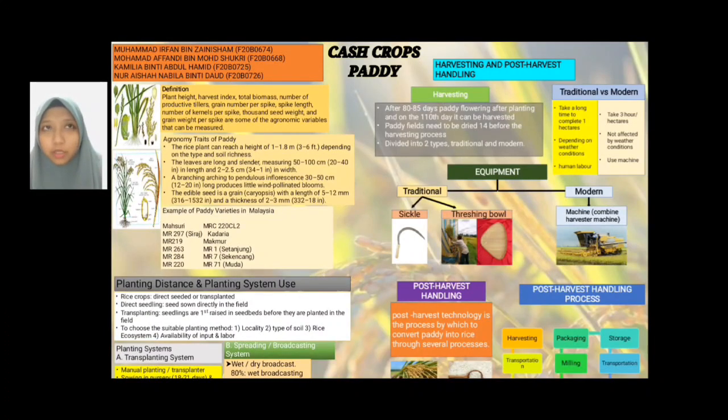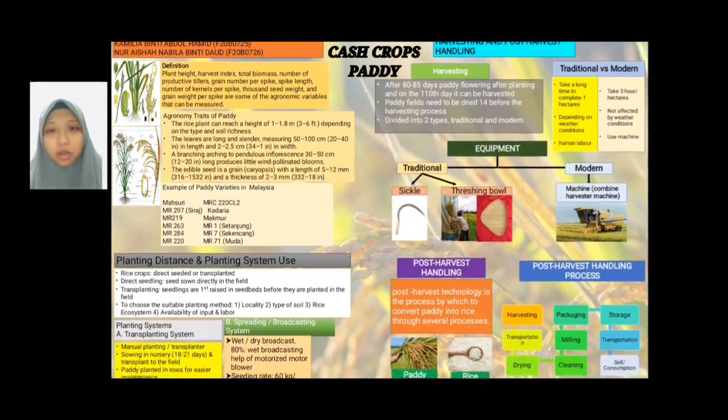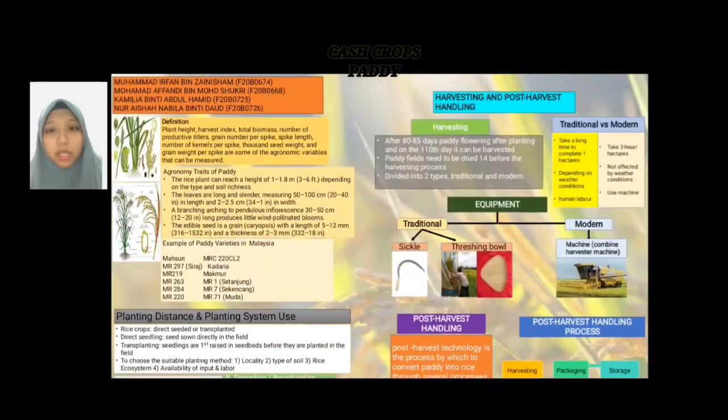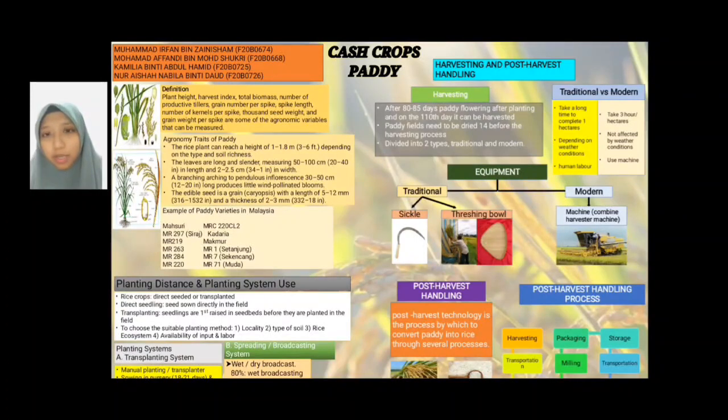Okay, some of the agronomic traits for paddy: the rice plant can reach a height of 1 to 1.8 meters depending on the type of soil and soil richness. The leaf is long and slender, measuring about 50 to 100 centimeters in length and 2 to 2.5 centimeters in width. Branching, arching, and drooping inflorescence about 30 to 50 centimeters long produces little one-pollinated blooms.